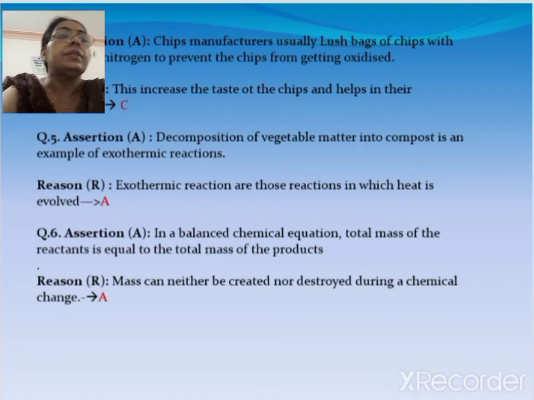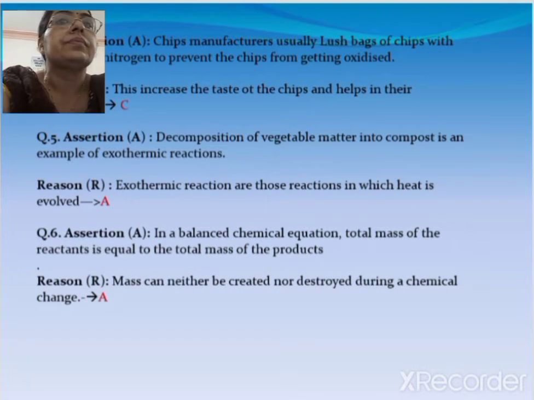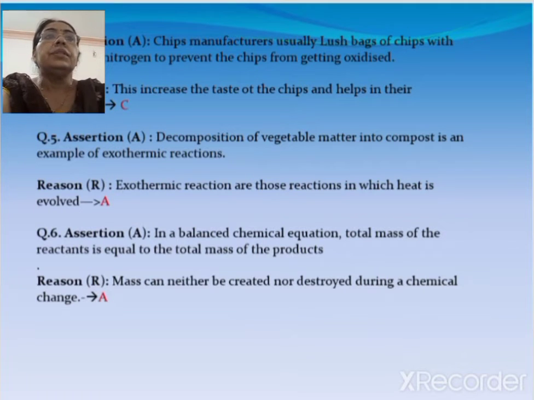Our next question is: the chips manufacturers usually flush bags of chips with gas such as nitrogen to prevent chips from getting oxidized. This is the assertion. The reason is given here: this increases the taste of the chips and helps in their digestion. Now again we will have to read them carefully. Assertion, that is correct.